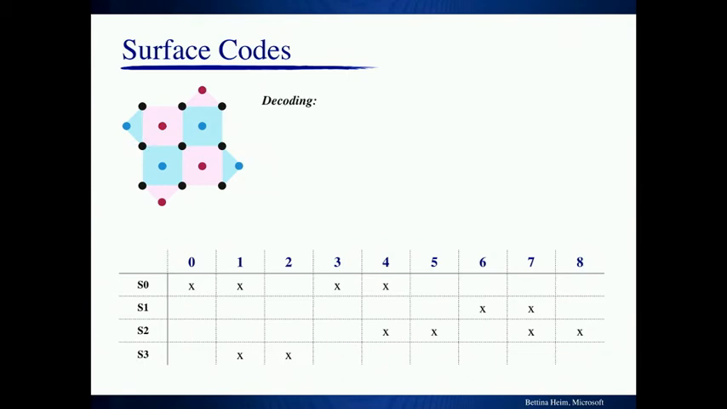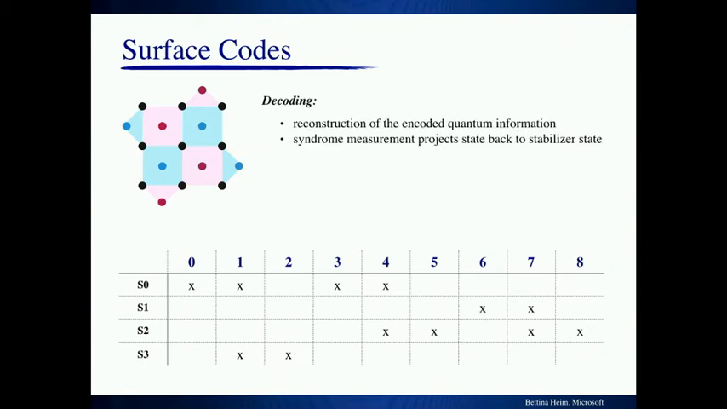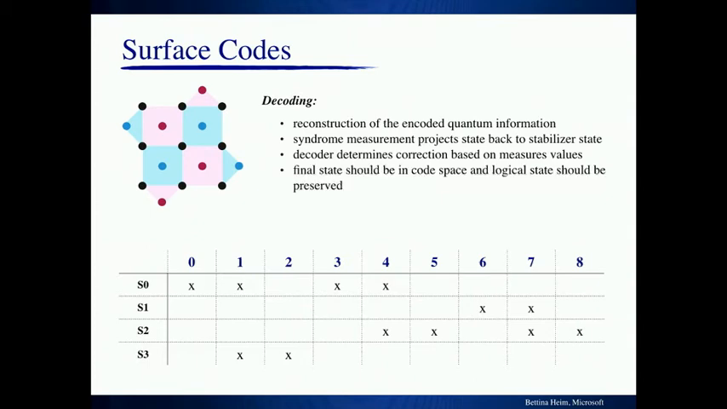So the task of a decoder is to reconstruct the logical information that we encode into that system. By measuring these joint operators, we actually project the state back into the stabilizer state, and by eliminating the syndromes, we'll get it back to the code space. So the decoder is supposed to determine a correction based on these measured values, such that the final state is hopefully again the correct logical state we want to preserve.